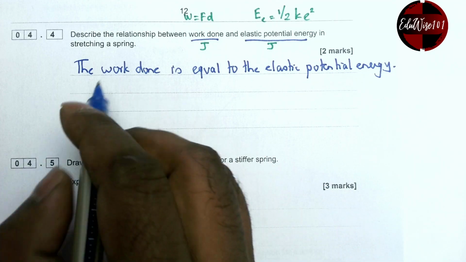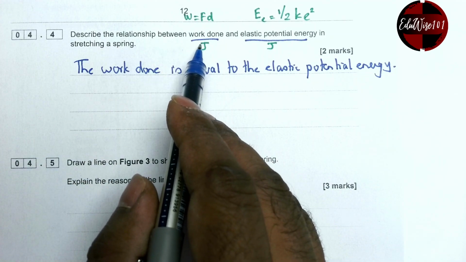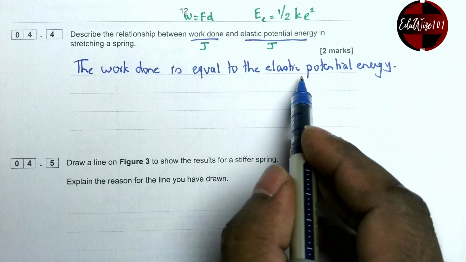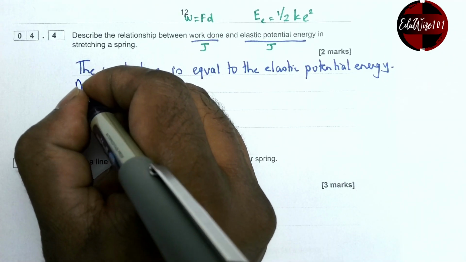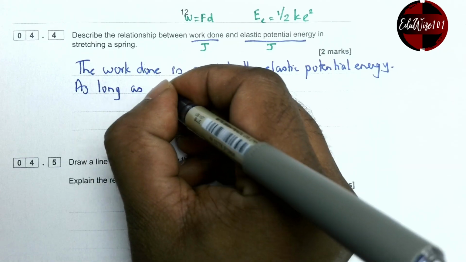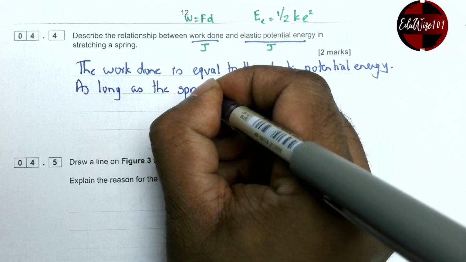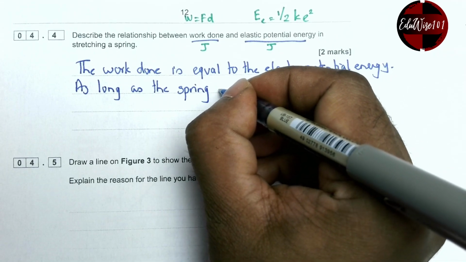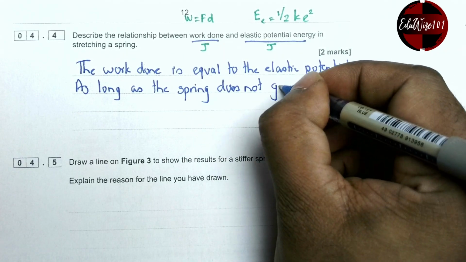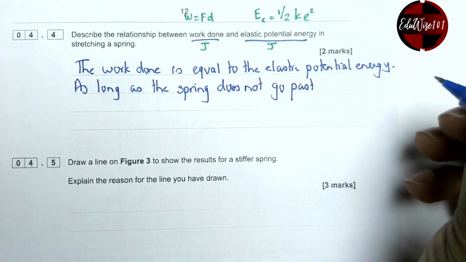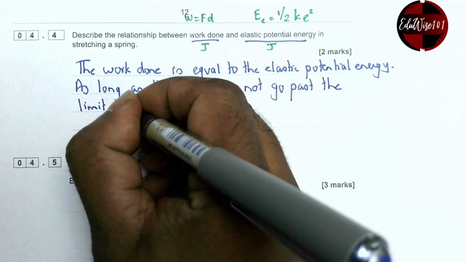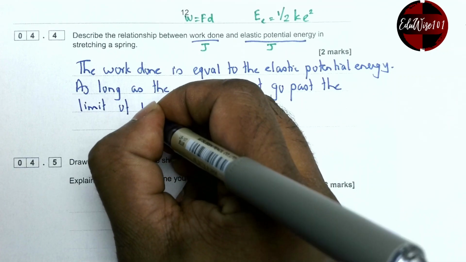Right? So describe the relation between work done and elastic potential energy in stretching a spring. The work done is equal to the elastic potential energy as long as the spring does not go past the limit of proportionality.